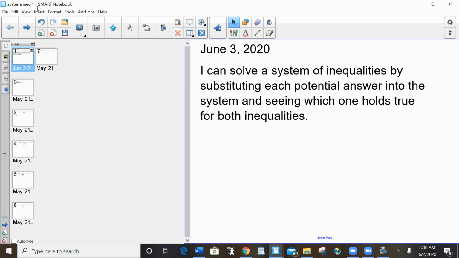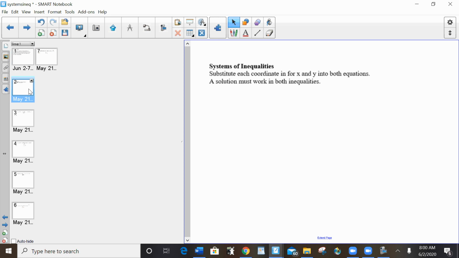Today is very similar to yesterday's lesson. I can solve a system of inequalities by substituting each potential answer into the system and seeing which one holds true for both inequalities. So for a system of inequalities, we're going to substitute each coordinate in for x and y into both inequalities, and then a solution must work in both inequalities.